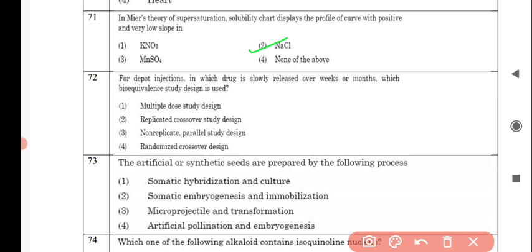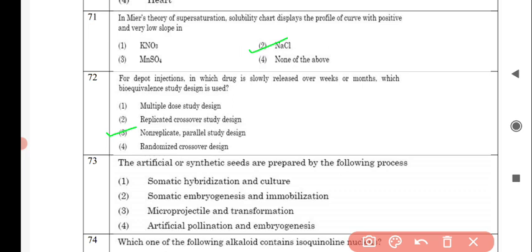Next question is for depot injections in which drug is slowly released over weeks or months, which bioequivalence study design is used. And the correct answer for this question is option number 3, that is non-replicate parallel study design.